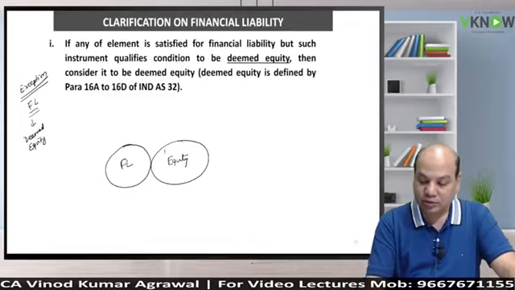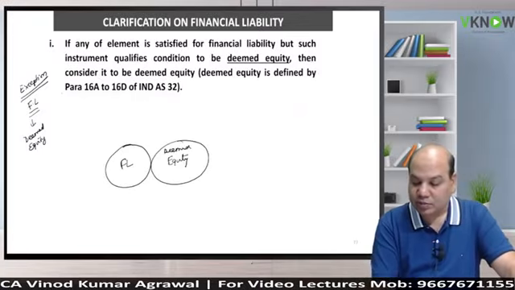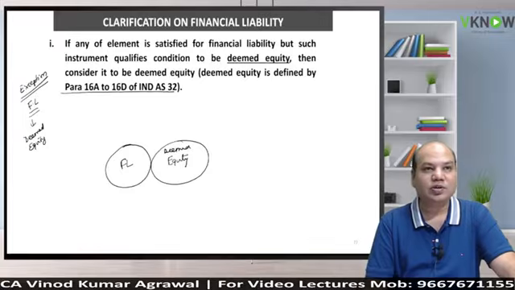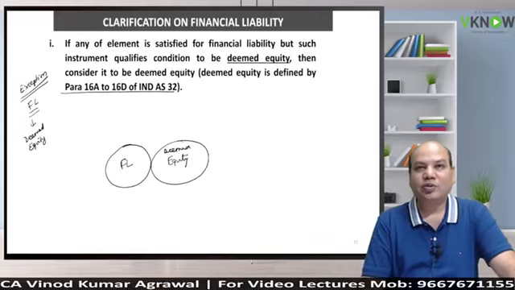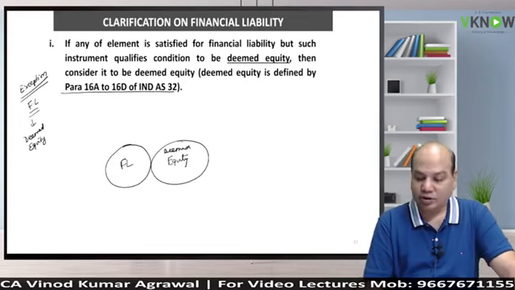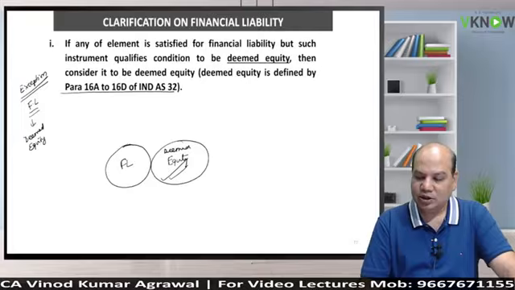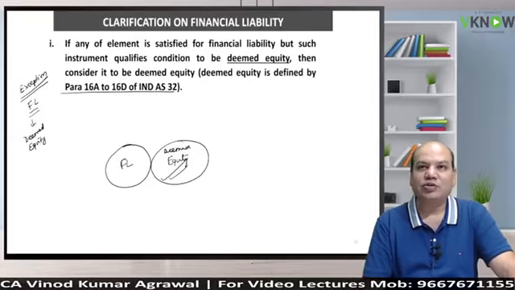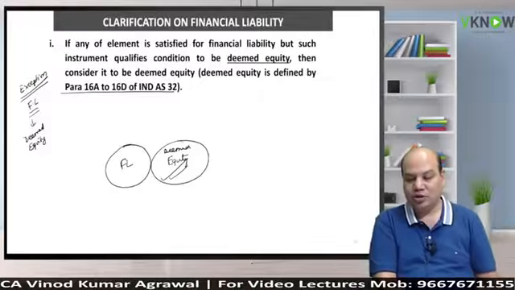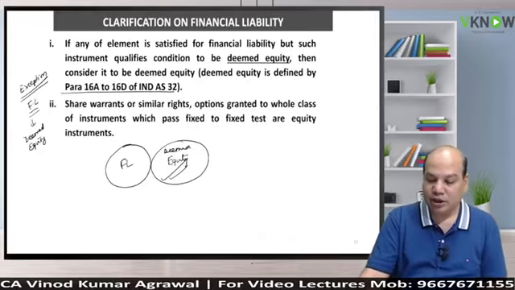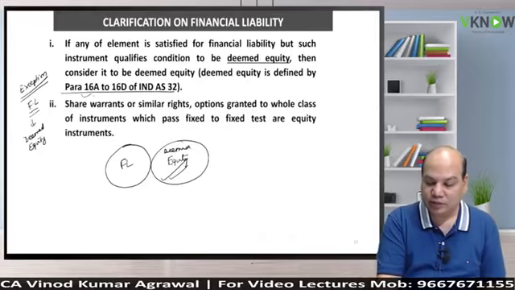Okay, they are called deemed equity, which we will see in the last part when we come to paras 16A, 16B, 16C, 16D. There we will see what instruments are deemed equity. Then what will I do? The standard says you treat them as deemed equity. So they will come under the head equity in the balance sheet. I will take the meaning of deemed equity after some time in paragraphs 16A, B, C, D. Don't worry, we will take that.